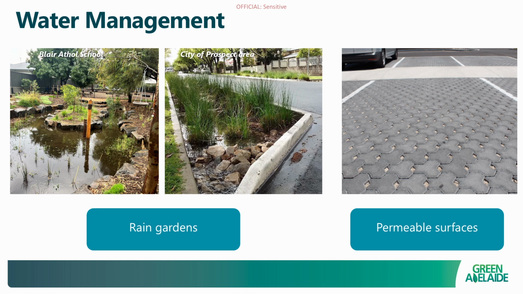The middle example is a similar concept. You're probably aware of rain gardens in street verges like that. And the one on the right highlights permeable surfaces. So in the grant guidelines, it mentions that we can fund the removal of impermeable surfaces and replace that with permeable. Obviously, that then allows the rain or any surface water to infiltrate into the ground.